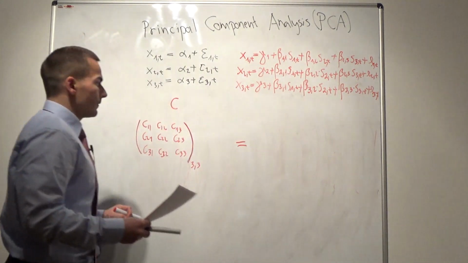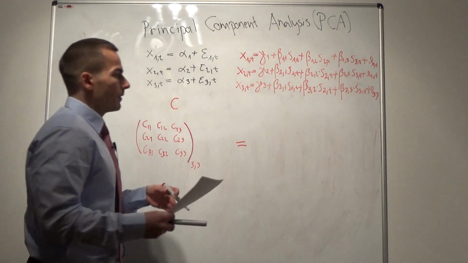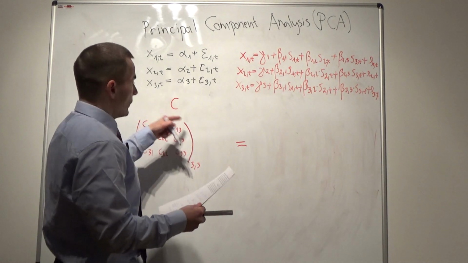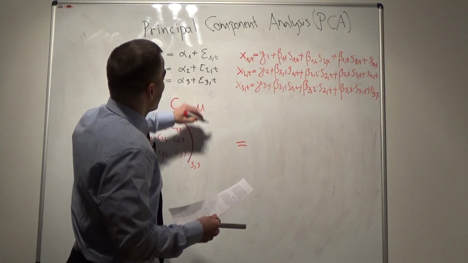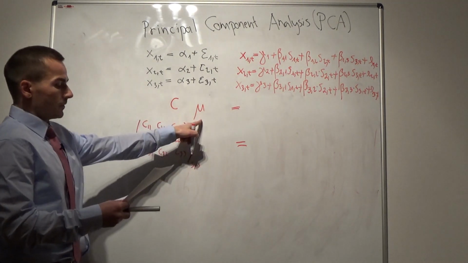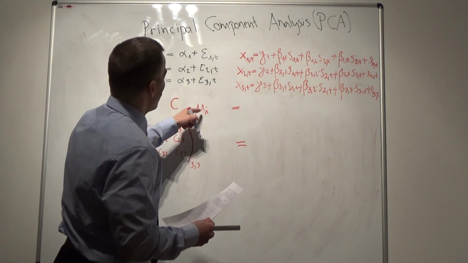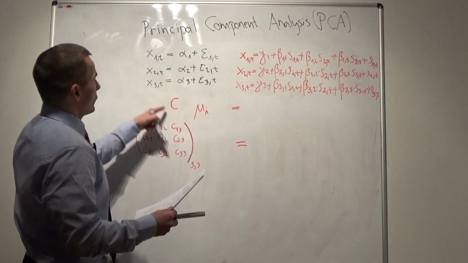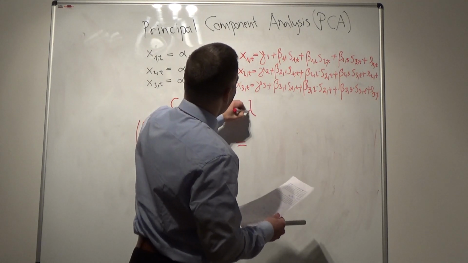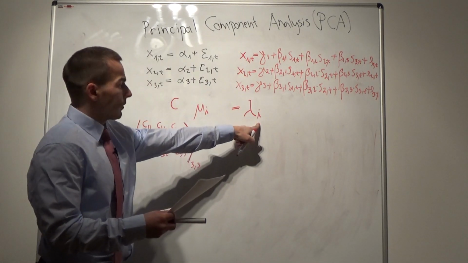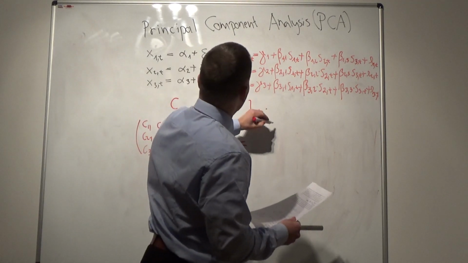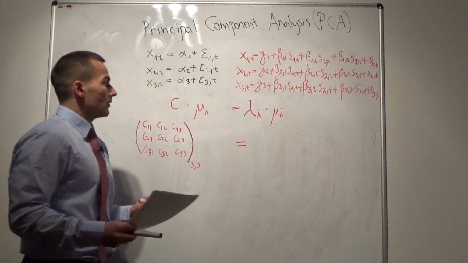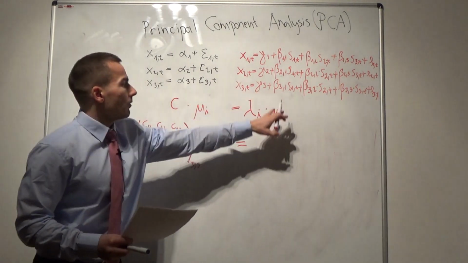We get the eigenvectors by solving a specific eigenvalue problem. The eigenvalue problem is given by: you have a matrix C, you multiply it with an eigenvector, let's call it mu i, where i can be 1, 2, or 3, and this should be equal to the corresponding lambda i, which is the eigenvalue, times the eigenvector mu i. So that's the equation that we need to solve.